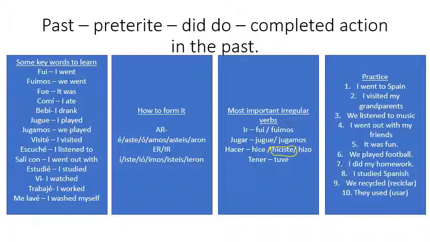And the verb to have is also irregular. So I had an accident. Tuve un accidente. So those 4 are the key irregular verbs.